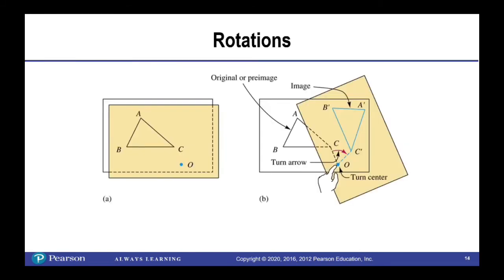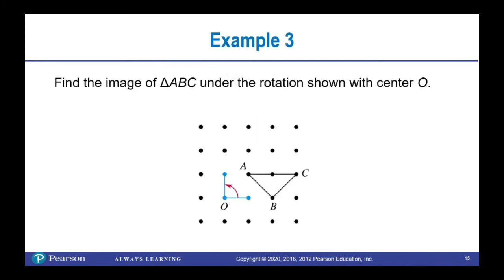So look at this image here. In A, we have our original image, and O is our turn center. And you can think about putting your finger on O and rotating that triangle, and you'll see the image in part B. So in example 3, we want to find the image of our triangle under the rotation shown, and we have a center of O. Now notice that this rotation is 90 degrees counterclockwise.